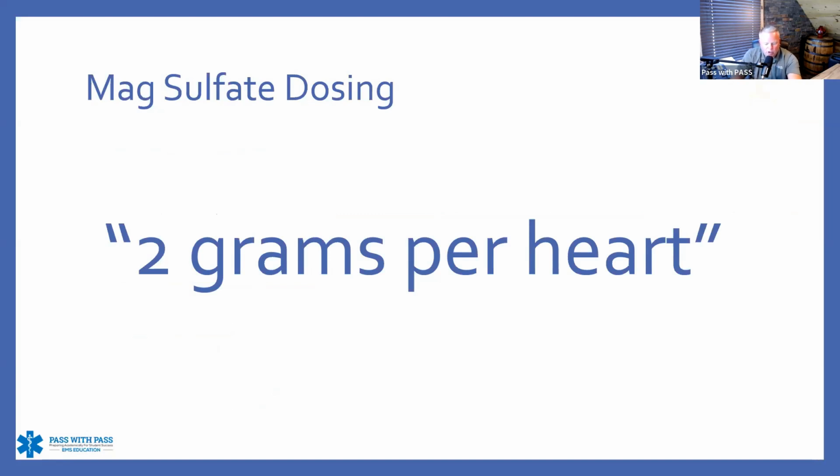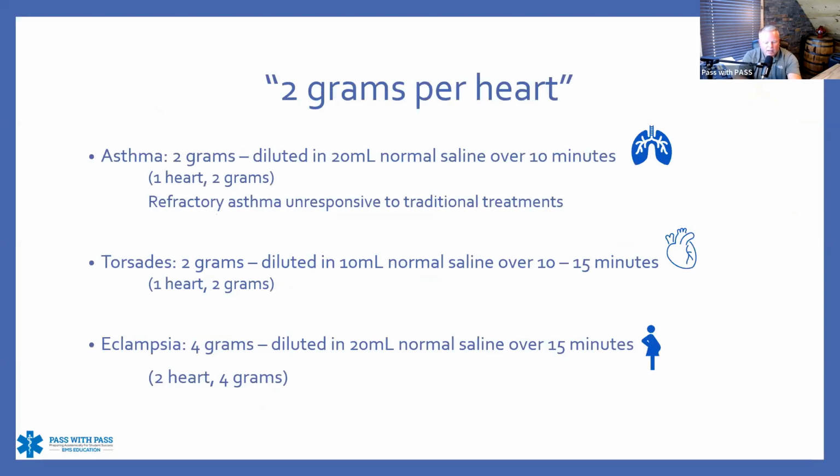If you think about the reasons that we're giving it, such as asthma, in an asthma patient, we have 1 heart. So your asthma dosage would be about 2 grams. That's how much you should give. It's diluted in 20 cc's of normal saline, and you would administer it over about a 10-minute period of time. As I mentioned before, this is for asthma that's refractory to conventional treatments, but it's 2 grams because you only have 1 heart for the patient suffering from the asthma attack.